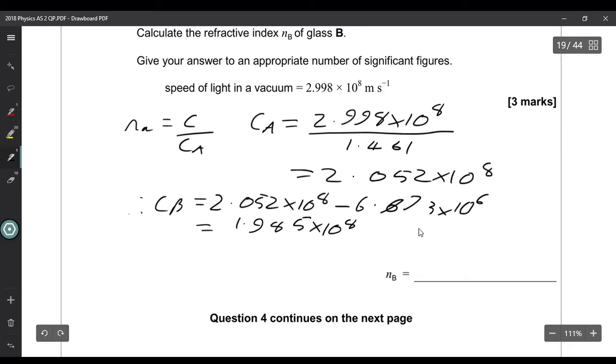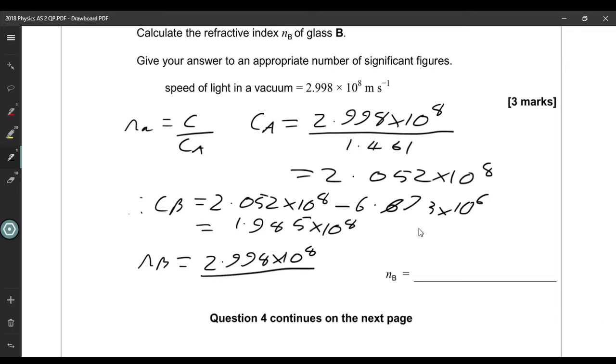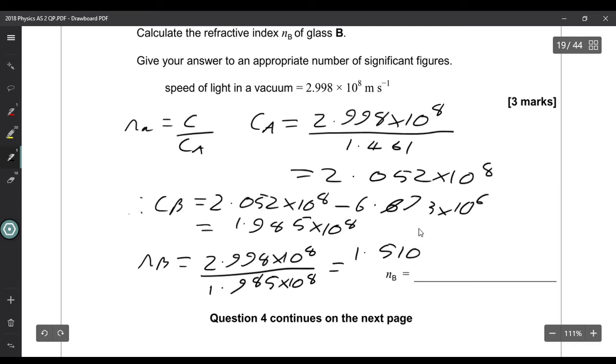So to work out the refractive index of B now, it's just the speed of light in a vacuum, 2.998 times 10 to the 8, divided by the speed of light in B, which we've just calculated, 1.985 times 10 to the 8, and that gives us a value of 1.510 to 4 significant figures.